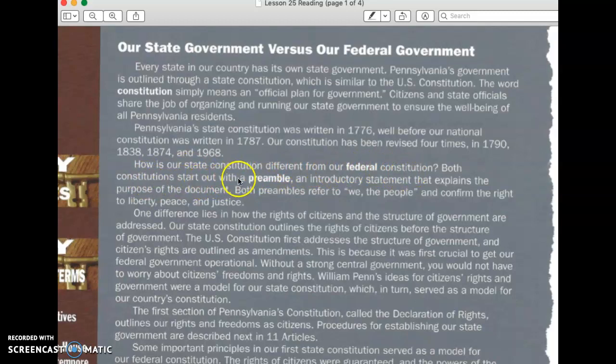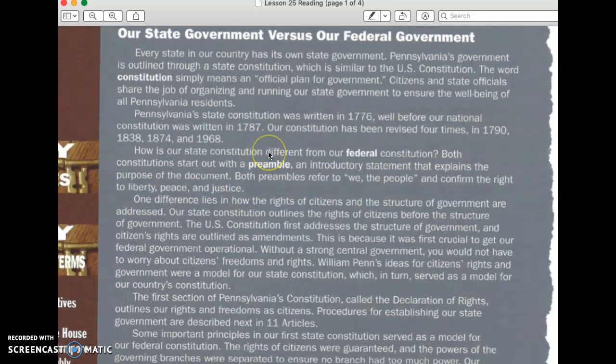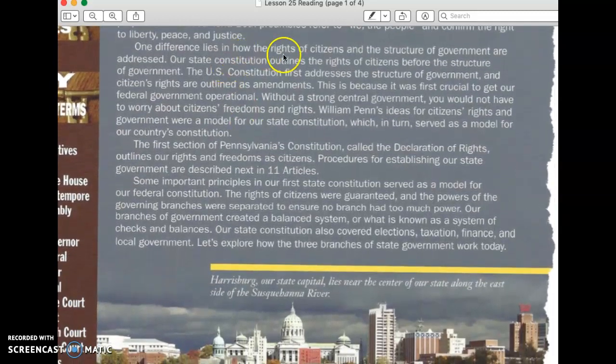Both constitutions start out with a preamble, an introductory statement that explains the purpose of the document. Both preambles refer to "we, the people," and confirm the right to liberty, peace, and justice. One difference lies in how the rights of citizens and the structure of government are addressed. Our state constitution outlines the rights of citizens before the structure of government. The U.S. Constitution first addresses the structure of government, and our citizens' rights are outlined as amendments.